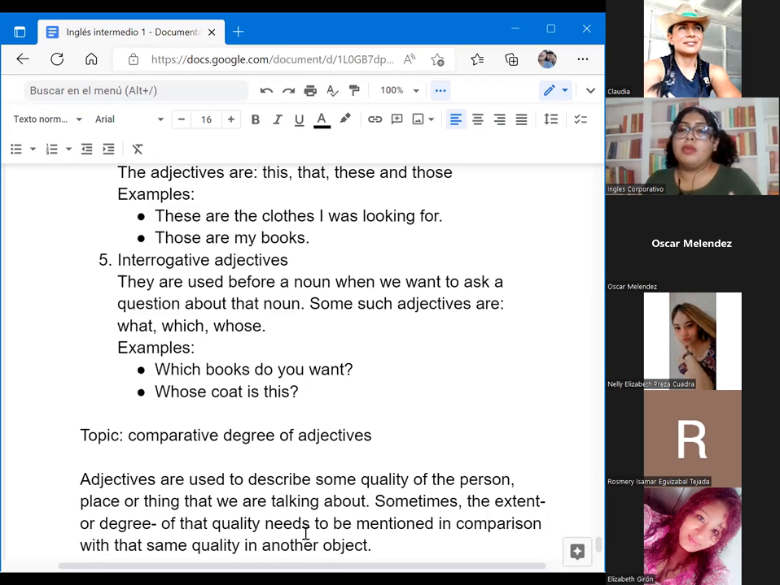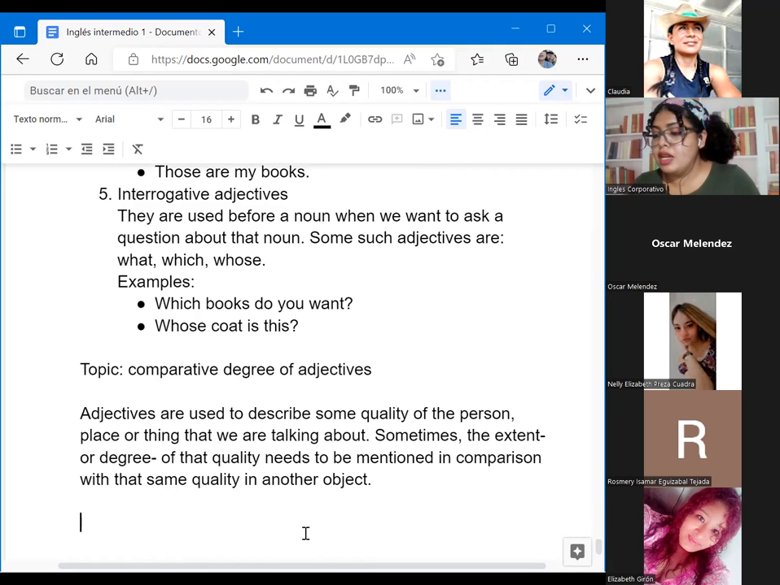Es hacer la comparación y dar a entender cuál de los objetos, cuál de las personas, cuál de las cosas que estamos describiendo, son superiores, son inferiores, tiene algo que el otro no tiene, y en muchos de los casos tiene que ser algo parecido, un mismo objeto, personas, or something like that. So in that case, we need to mention that both objects, both persons, have the same quality, but in a different degree, en un grado diferente.